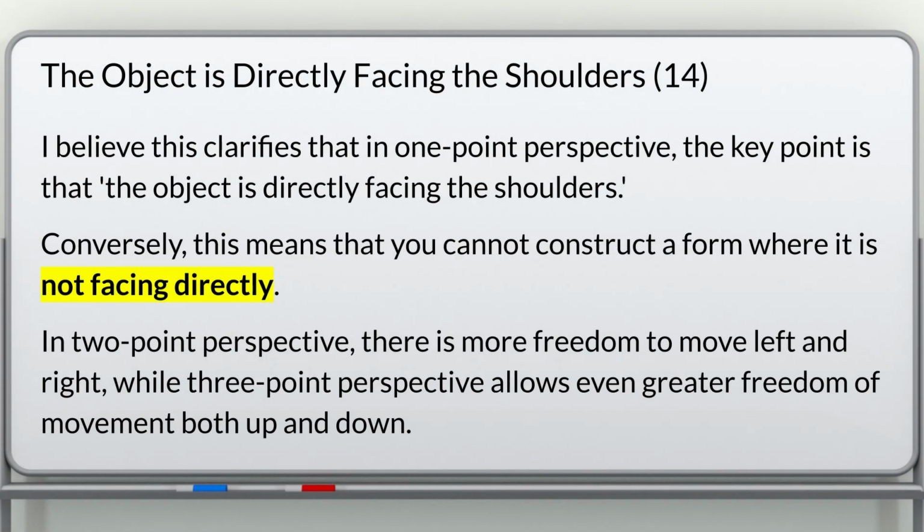I believe this clarifies that in one-point perspective, the key point is that the object is directly facing the shoulders. Conversely, this means that you cannot construct a form where it is not facing directly. In two-point perspective, there is more freedom to move left and right, while three-point perspective allows even greater freedom of movement both up and down.